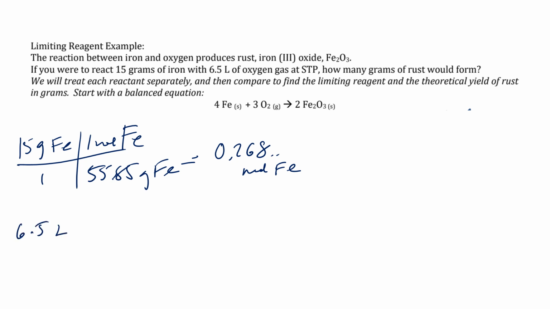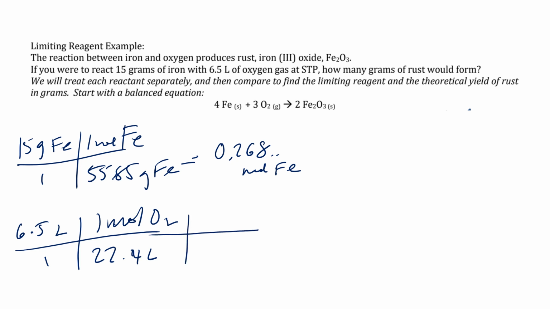So I'm going to take my 6.5 liters. It tells us that my O2 gas is at STP. In 1 mole of O2, I have 22.4 liters of O2. I'll convert this over to iron based on my equation: 3 moles of O2 on the bottom, 4 moles of iron on top.